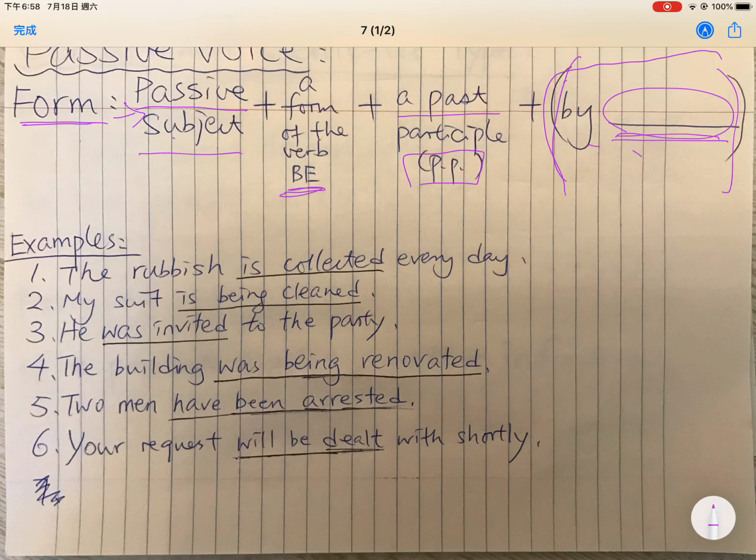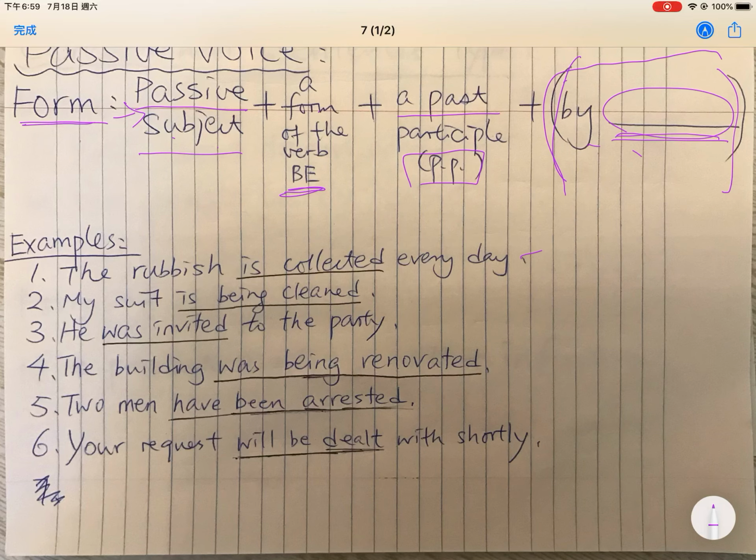So I'm going to show you some examples of passive voice in different tenses. Number 1, the rubbish is collected every day, present tense. Number 2, my suit is being cleaned, present continuous tense. Number 3, he was invited to the party, simple past tense. Number 4, the building was being renovated, past continuous tense. Number 5, two men have been arrested, present perfect tense. Number 6, your request will be dealt with shortly, future tense.